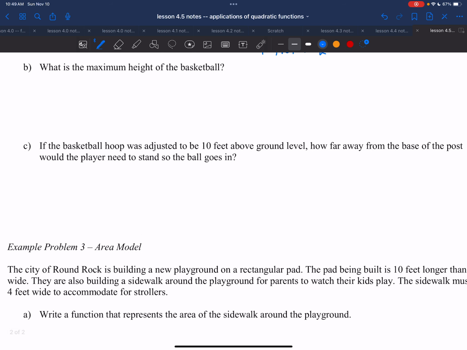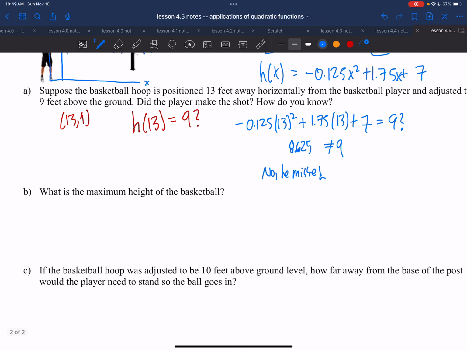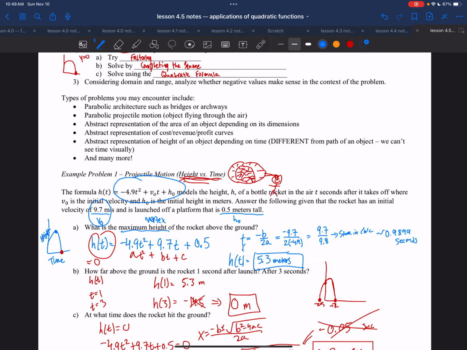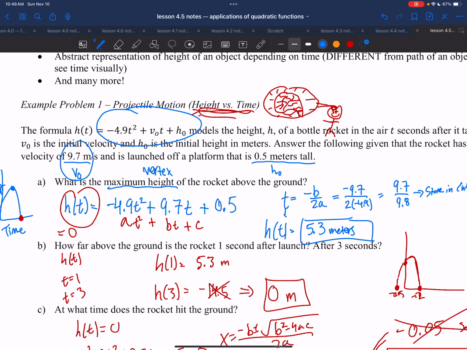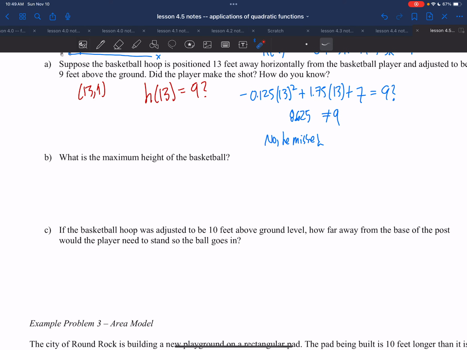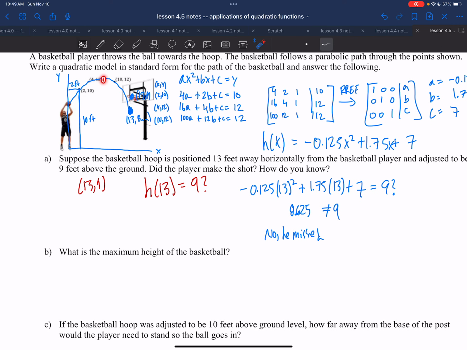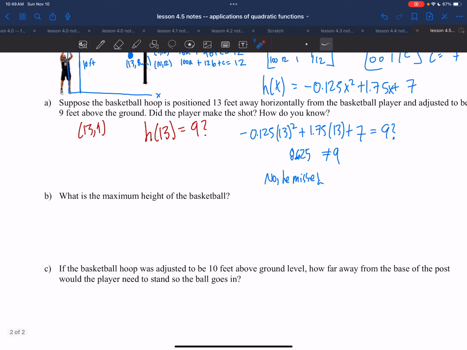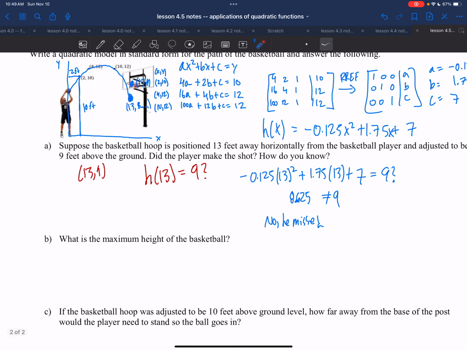What is the maximum height of the basketball? Well, we did that on this page: what's the maximum height of the rocket? It's the shortcut. That's what I'm going to do here. The maximum height is going to be right here, so it's got to be between 4 and 10, or it's going to be higher than 12 feet.